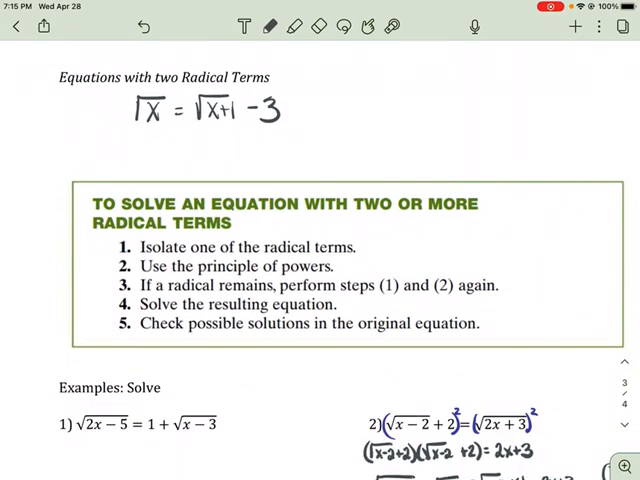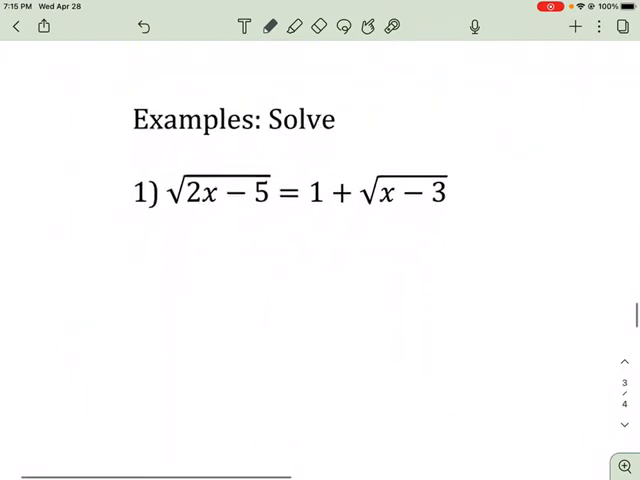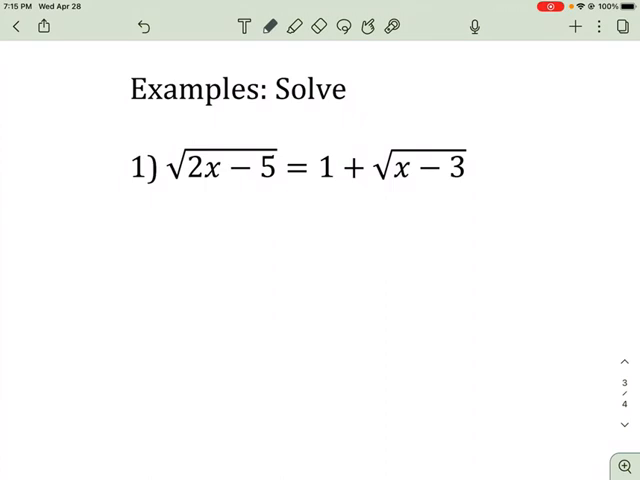So we're going to isolate one of the radical terms, use our principles of power. If the radical remains, perform it again, solve, and then check your possible solution in the resulting equation. In other words, always check your answers. This might take a little bit of brain power and energy here, so be prepared. But you guys got this.